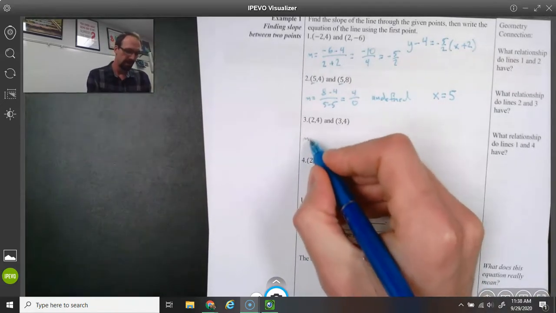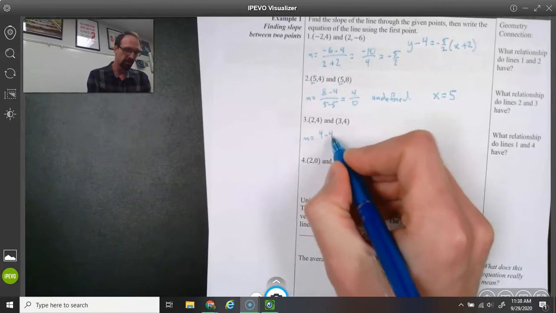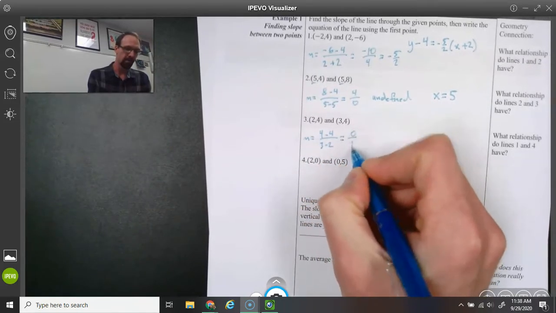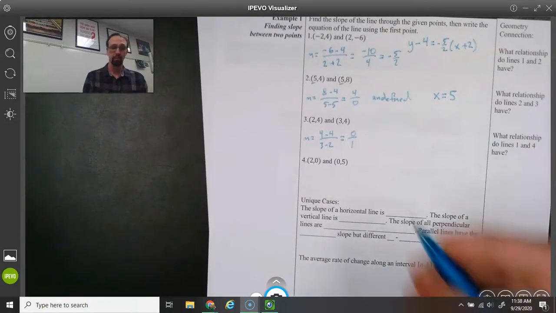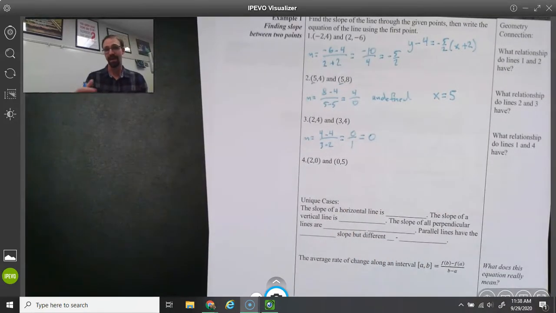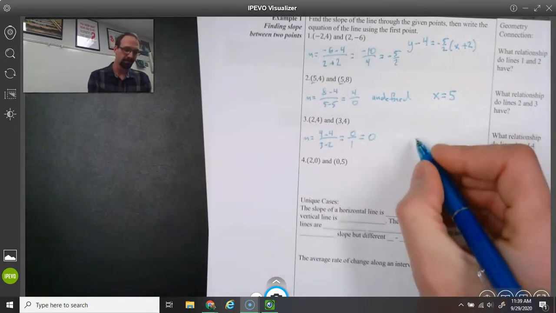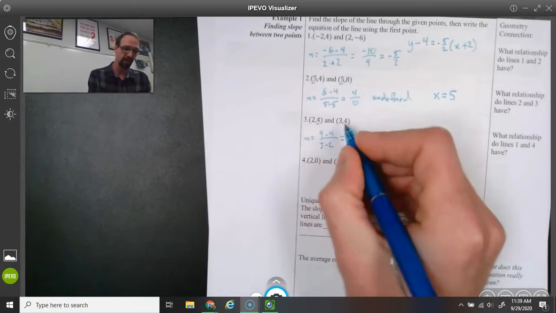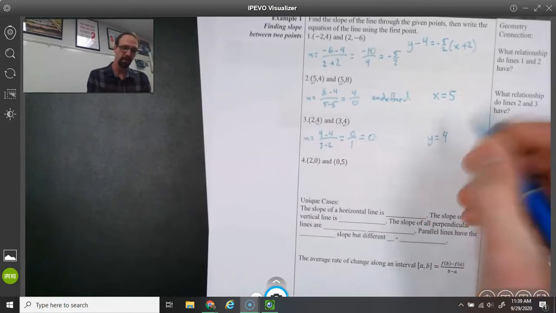Next one, m is equal to 4 minus 4 over 3 minus 2. You can see here we have another situation. Now we have a slope of 0. This is not undefined. This is something different. In this case, we have a horizontal line. And I know it's horizontal because its slope is 0, and I get y equals, if you notice, you're going to have the same y values. So this is y equals 4.